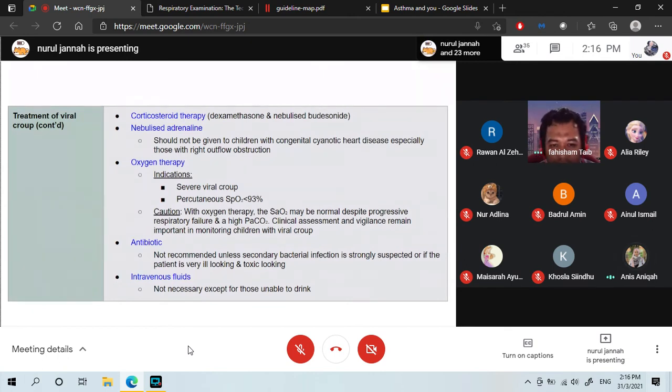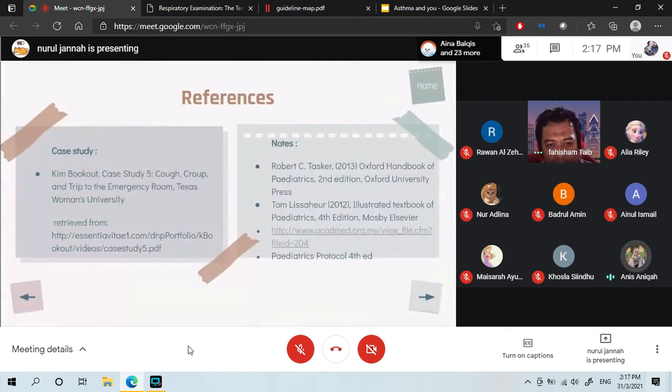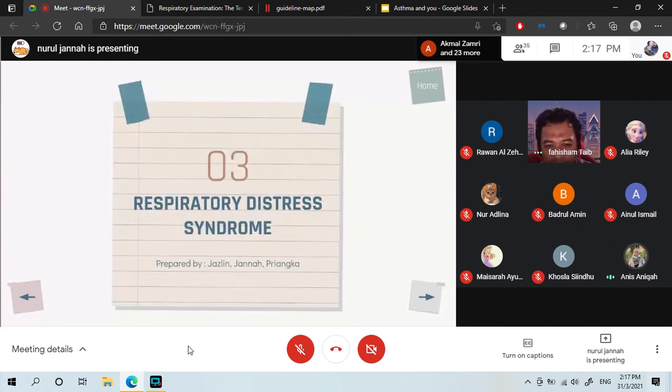Okay, basically this one is just additional info you can read later on. Just now I explained about corticosteroid therapy. There are others, like nebulized adrenaline, oxygen therapy, antibiotics, and also intravenous fluid. You can read the details later on your own. Okay, that's all from us. Thank you.